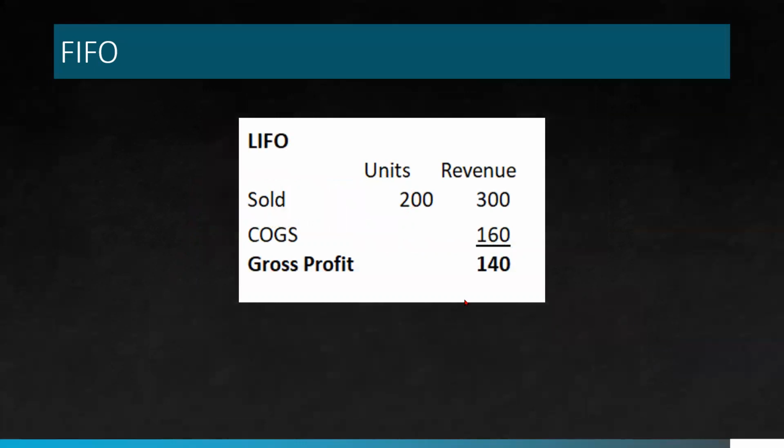So under the LIFO section, I sold 200 units. My revenue is $300 because my candy bars are being sold at $1.50 each. And using the LIFO method, my cost of goods sold is $160 because I purchased those candy bars at 80 cents a piece, and my gross profit is $140.